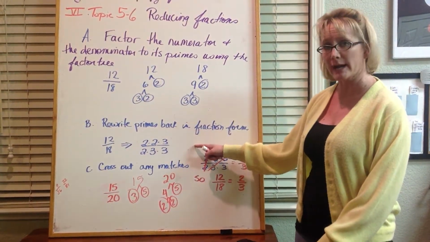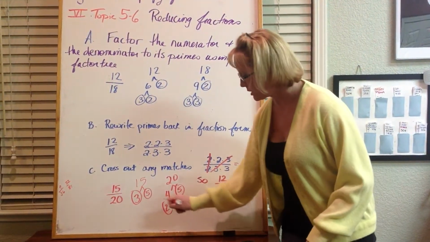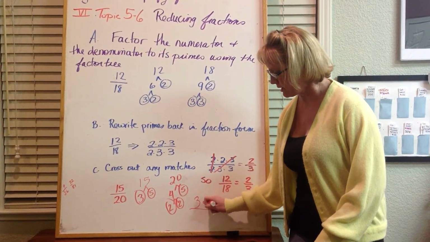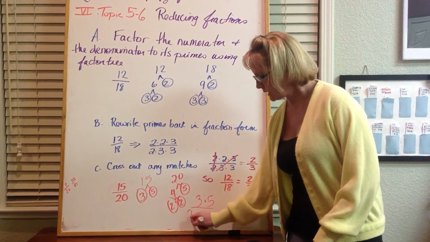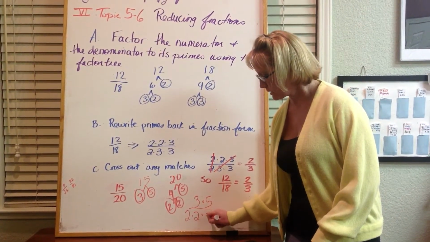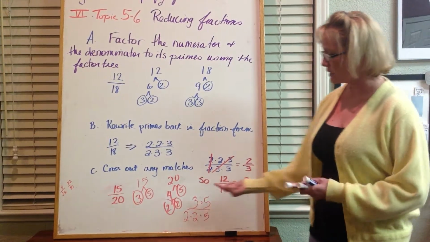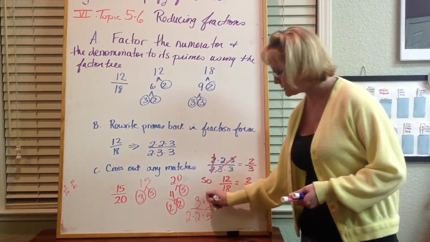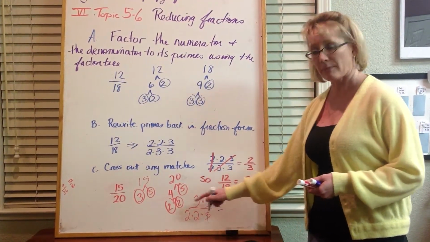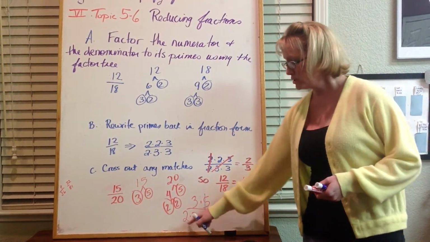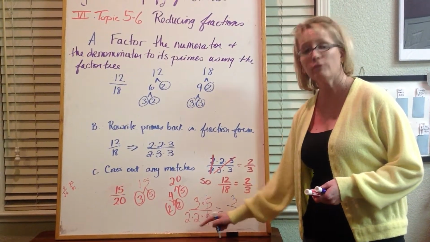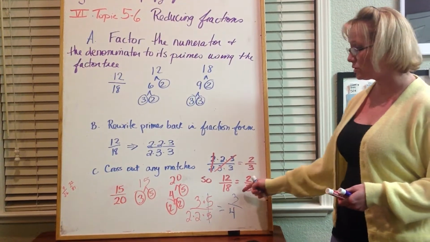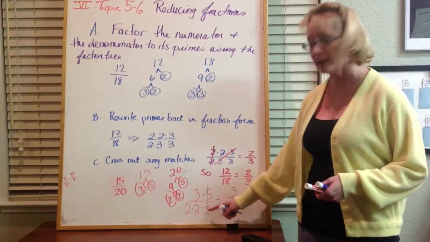Second step was to rewrite it using the primes. So my 15 is a 3 times 5, and my 20 is 2 times 2 times 5, and we're going to cross out any matching pairs. I have a 3 on top. Do I have any 3s on the bottom? Nope. I have a 5 on top. Do I have any 5s on the bottom? Yes. So I'm left with this. On the top I have a 3, and on the bottom I have a 2 times 2, or a 4, because you need to multiply them. So 15/20 simplifies to 3/4. I reduced them both by 5.